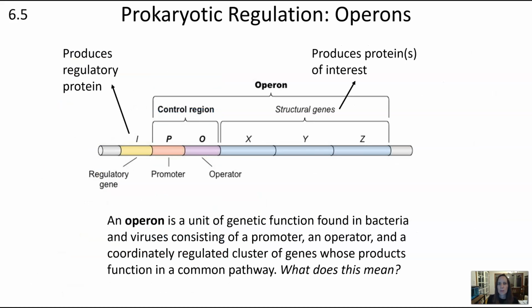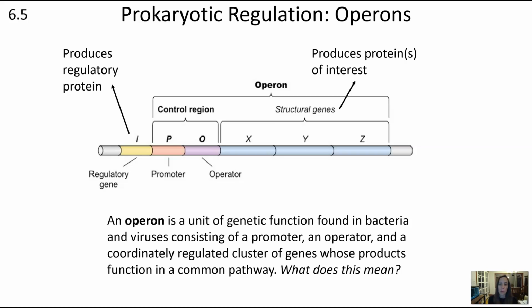So how do organisms do this? Specifically, how do prokaryotic organisms regulate their gene expression? And the answer is operons. An operon is a unit of genetic function found in bacteria as well as viruses, and it consists of a promoter, an operator, and a coordinately regulated cluster of genes whose products function in a common pathway.